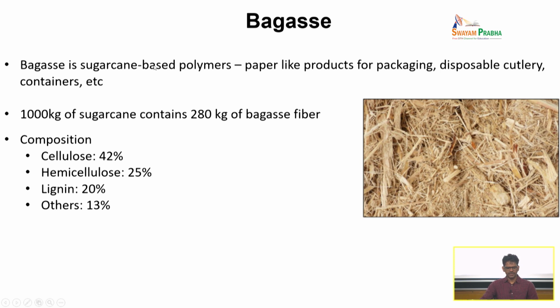Interestingly, you can derive polymers from this bagasse. If you have about 1000 kilograms of sugarcane, about 280 kilograms of bagasse fiber can be extracted, so a high amount of bagasse is there in sugarcane. From a chemical standpoint, bagasse contains cellulose, hemicellulose, lignin, and others. These others include some volatile solvents like water, ethanol, some ash, and other inorganic matter. These three are the natural polymers that we are interested in.